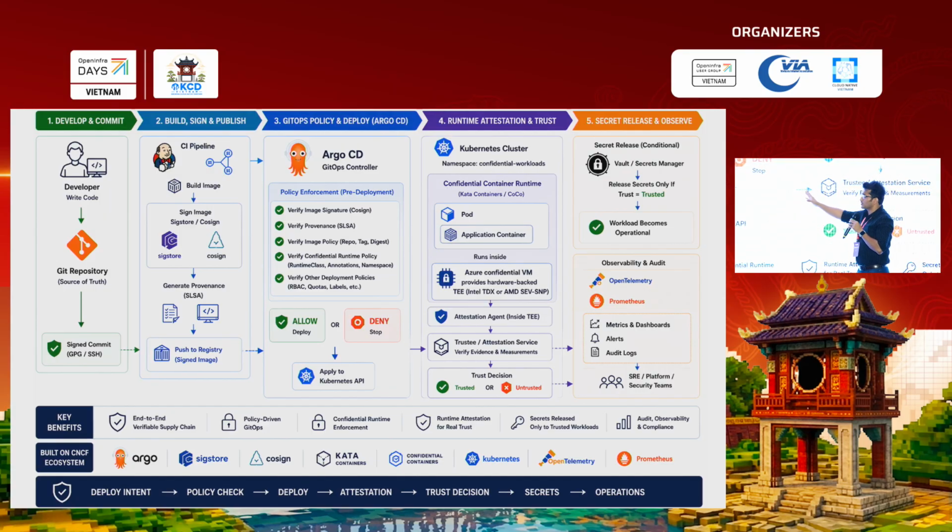Next, if the policy is allowed, we deploy the image in the cluster. That's where the Kubernetes API requests the Kata runtime container, and the confidential container will be spun up on the confidential worker node, which is backed by TEE, which I was talking about in the previous slides. And when the trust attestation is done, only then will the keys be released. Whether you have a database key or any API keys, they will be released only when the attestation is done.